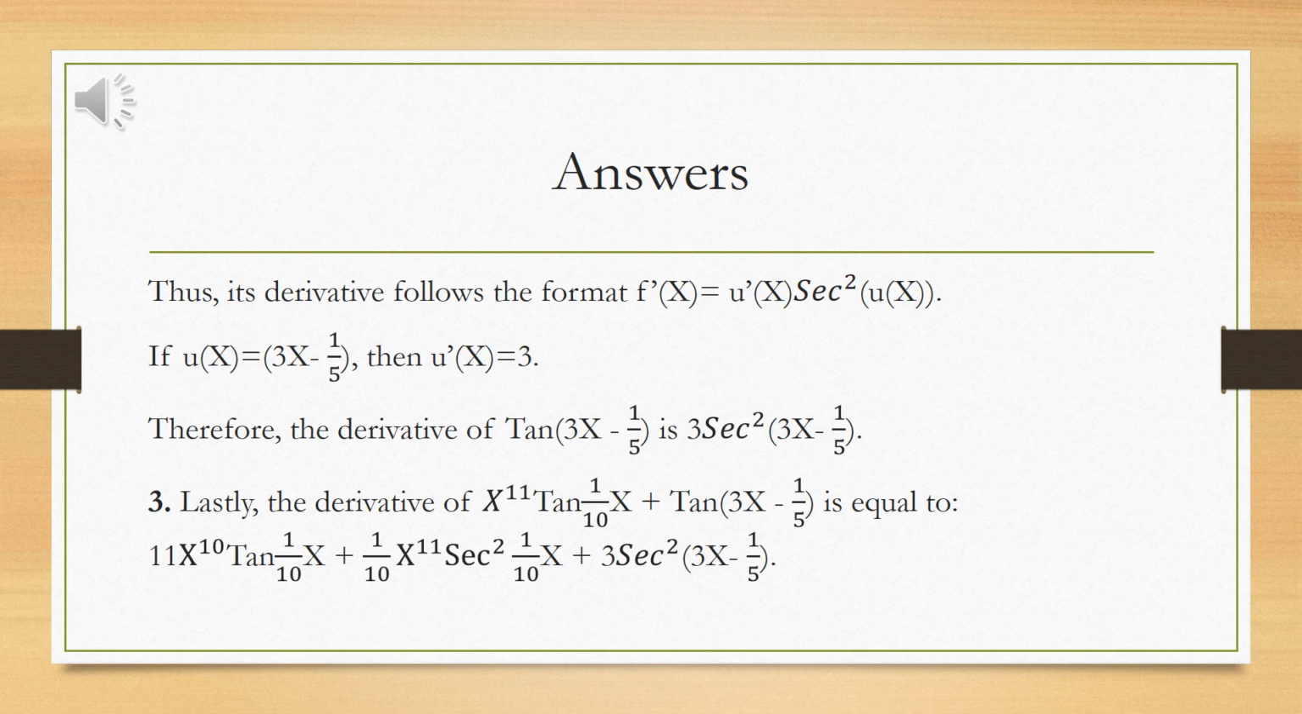Lastly, the derivative of the whole function x^11 tan(1/10 x) + tan(3x - 1/5) is equal to 11x^10 tan(1/10 x) + 1/10 x^11 sec^2(1/10 x) + 3 sec^2(3x - 1/5).